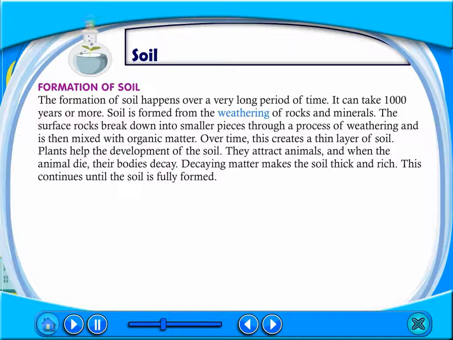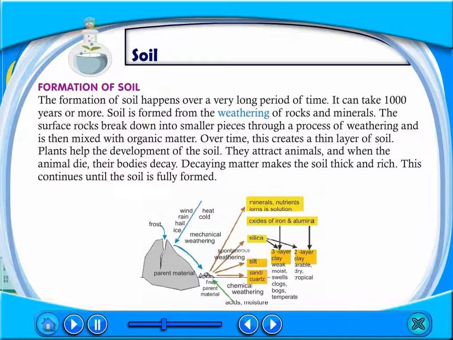Formation of soil. The formation of soil happens over a very long period of time. It can take 1000 years or more. Soil is formed from the weathering of rocks and minerals. The surface rocks break down into smaller pieces through a process of weathering and are then mixed with organic matter. Over time, this creates a thin layer of soil.